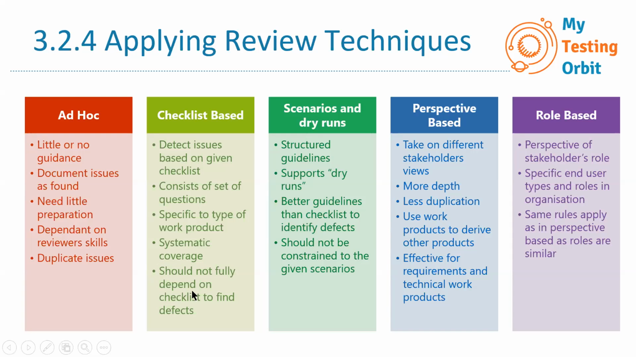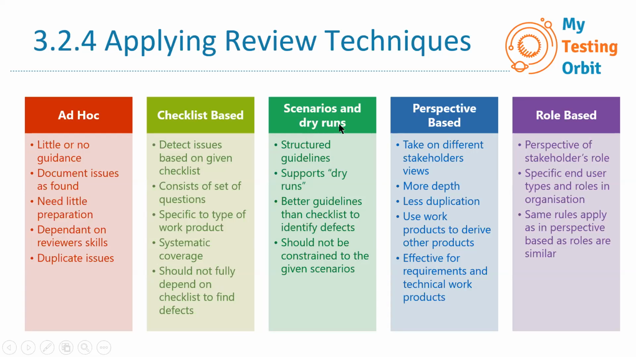Should not fully depend on the checklist to find defects. Whoever is using the checklist, it's good to go through it, but it should be a minimum criteria, a minimum thing. It's not that you fully depend on that checklist. Whoever is doing the review, if they can identify something which is not in the checklist, then that should be communicated as well.